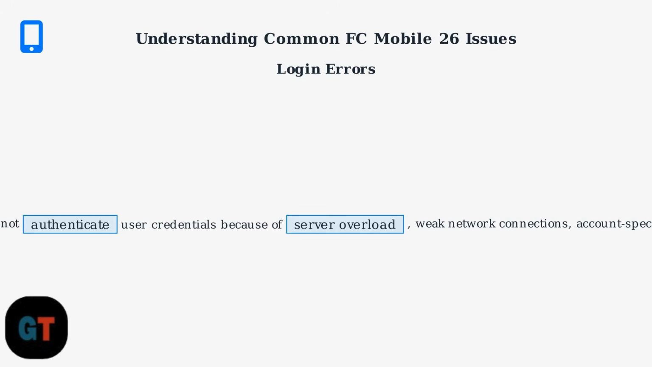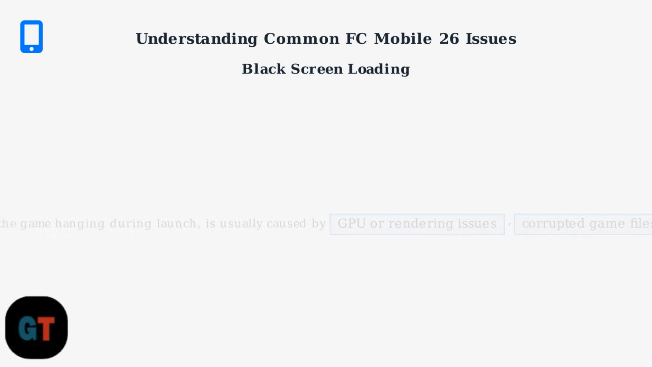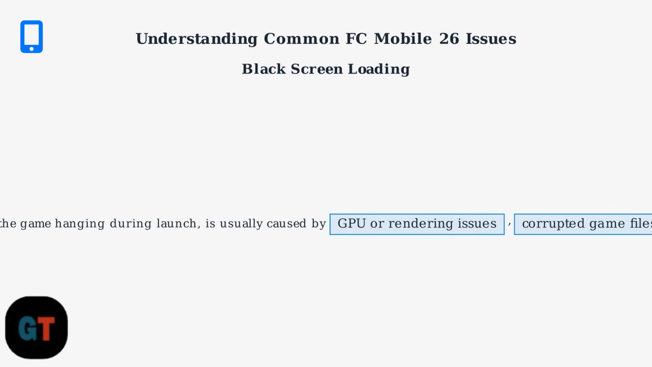or corrupt app data. Update problems often result from insufficient device storage, app store glitches, or regional rollout delays of updates. Black screen loading, characterized by the game hanging during launch, is usually caused by GPU or rendering issues, corrupted game files, or incompatible modifications to the game.